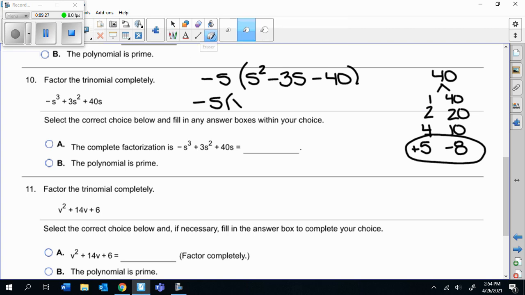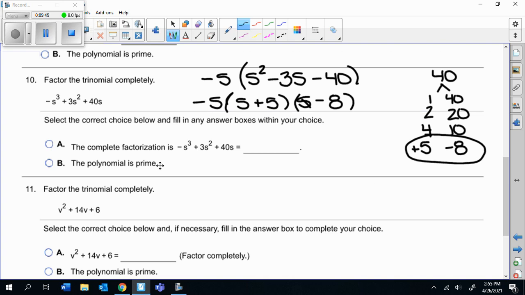Oops, I'm always so used to writing x's. I don't love s to use. If you've ever noticed, I never use s as a possible variable. S plus 5. I did it again. Minus 8.